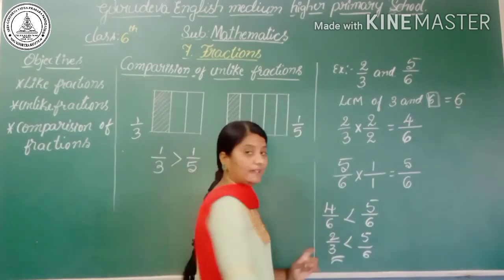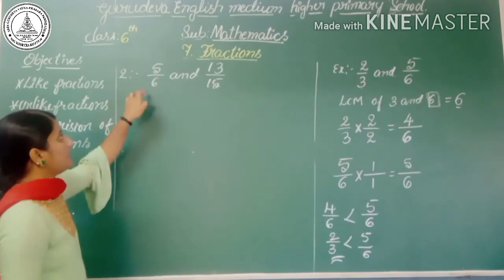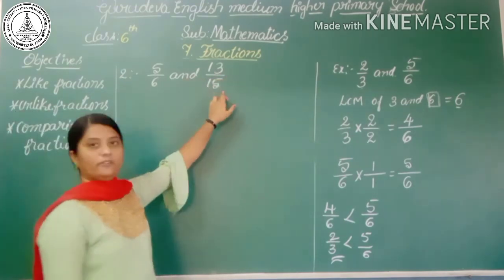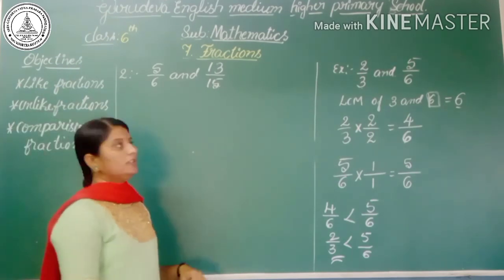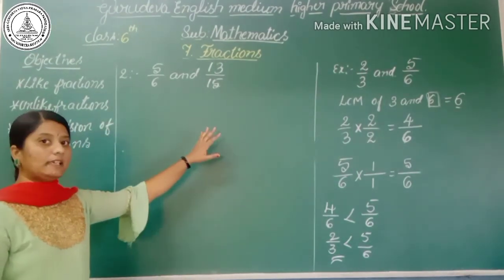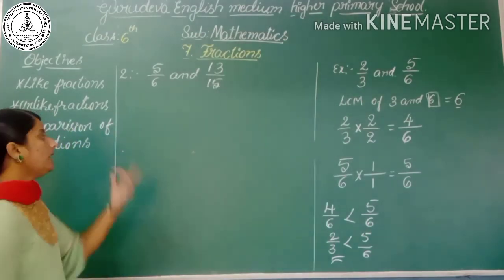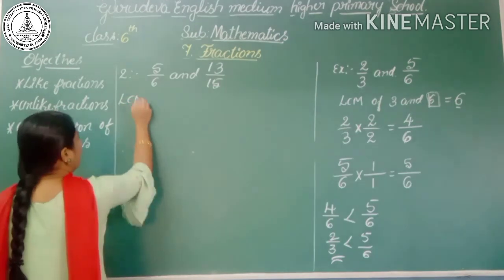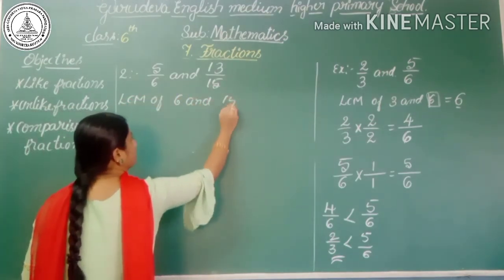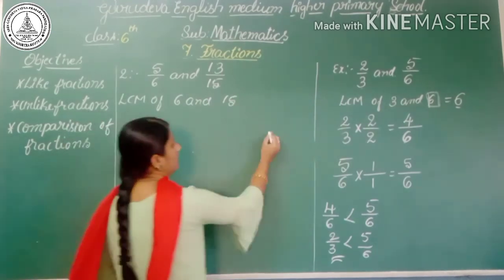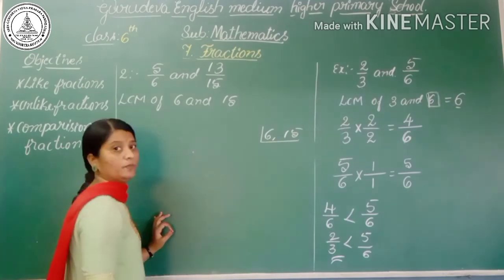Okay, then let's see one other example. Here there is a second example, 5 by 6 and 13 by 15. Let's compare these two fractions, which is the greater fraction? So these two fractions are unlike fractions. We have to take the LCM of the denominators. Okay, then take the LCM of 6 and 15. Do it on the right side. 6 comma 15.